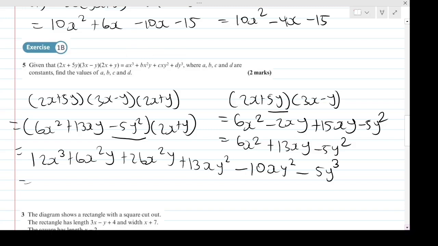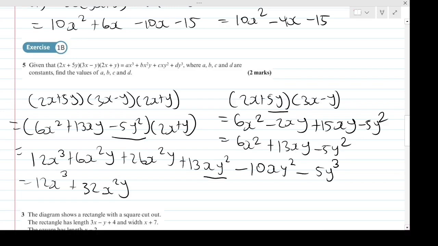Well, we have one x cubed term, so that's just 12x cubed. And then what about the x squared y terms? Well, we do. We have one here and one here. So then we can simplify it to add them together, collect like terms. So 6x squared y and another 26x squared y. 6 and 26 is 32x squared y. Okay, cool.